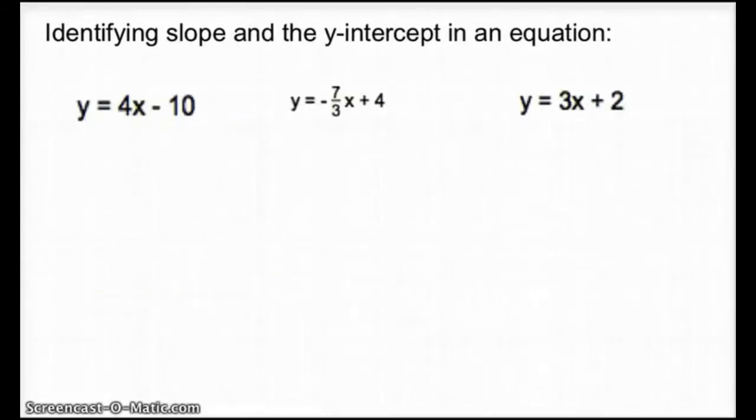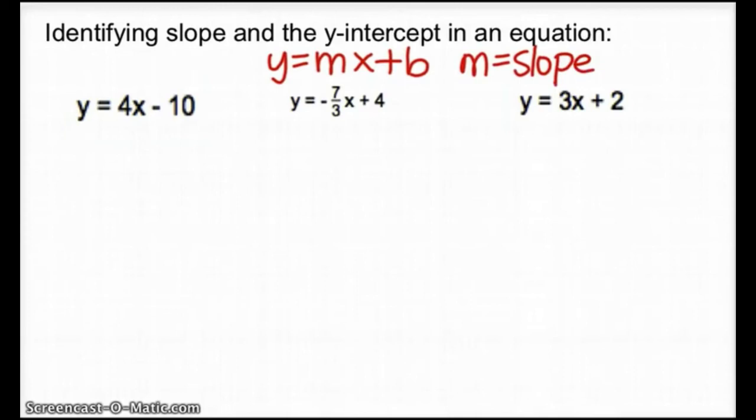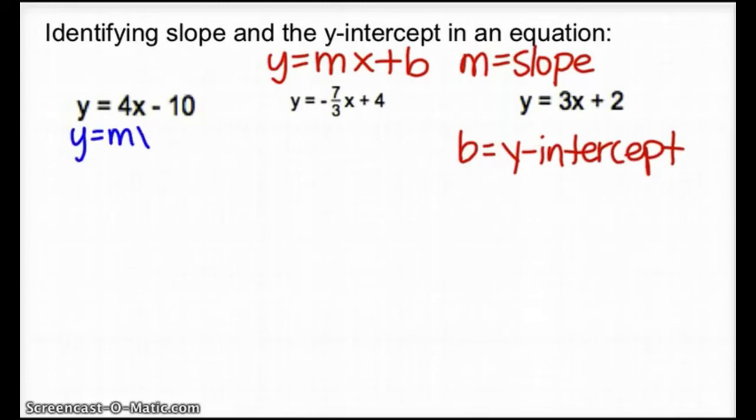Last thing that we're going to do is identifying slope and the y-intercept in the equation. Remember that y equals mx plus b. M is our slope, and b is our y-intercept. So that's the only thing you're looking for. So y equals mx plus b. If I write this right underneath here, my m's line up. So m equals 4. My b's line up.